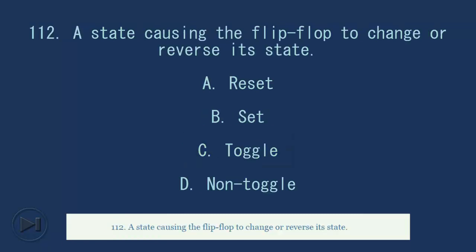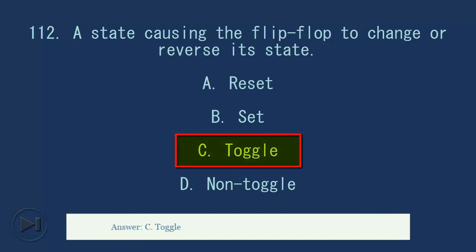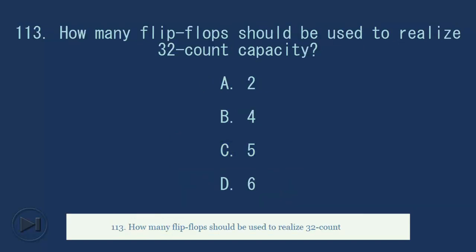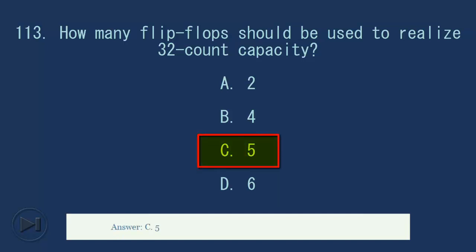112. A state causing the flip-flop to change or reverse its state. A. Reset. B. Set. C. Toggle. D. Non-toggle. Answer, C. Toggle. 113. How many flip-flops should be used to realize 32 count capacity? A. 2, B. 4, C. 5, D. 6. Answer, C. 5.